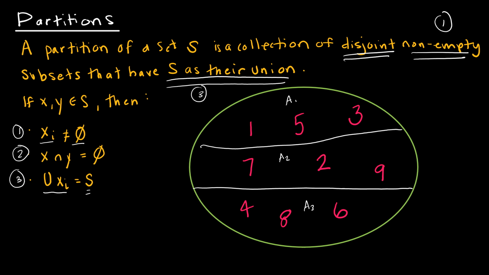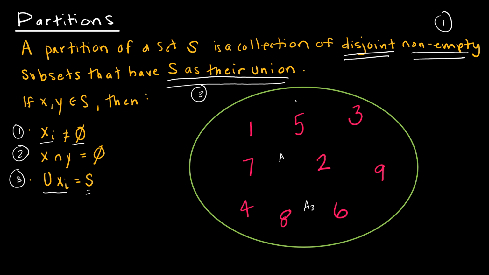Are these disjoint? Yes, because there is not an element in A1 that's in A2 or A3, etc. Are these non-empty? Yes, each subset, A1, A2, A3, all has at least one element. And do they have S as their union? Yes, all of the elements that were contained in my green circle of digits 1 through 9 are all accounted for in one of the subsets. So this is a valid partition. Let's take a look at another that maybe has some reasoning behind it.